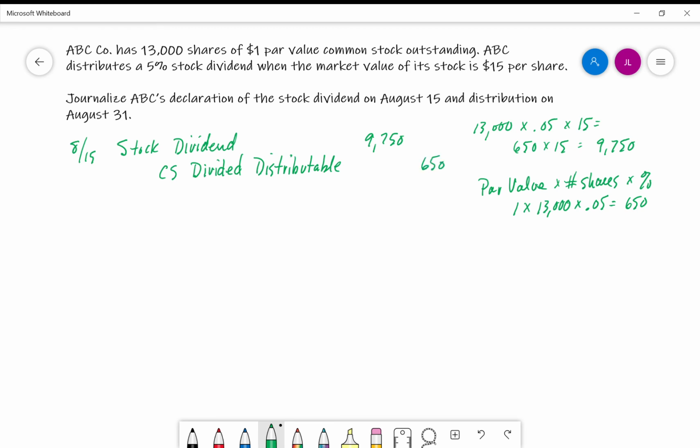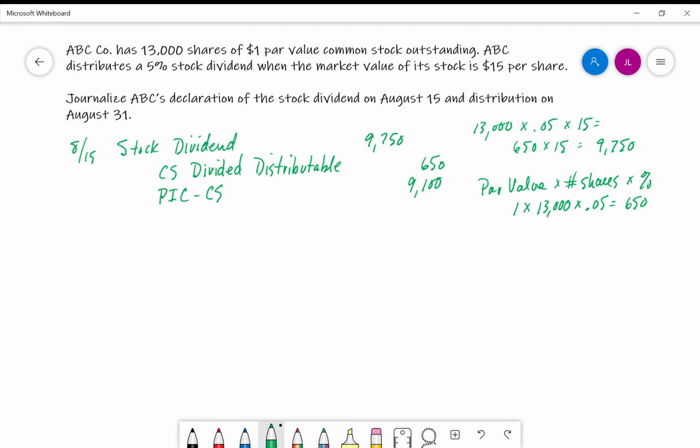And then to balance this, because we have a debit of 9,750 and a credit of 650, we have to put this into paid-in capital for common stock, and the difference is 9,750 minus 650, which is 9,100. Okay, this is the declaration of the stock dividend.